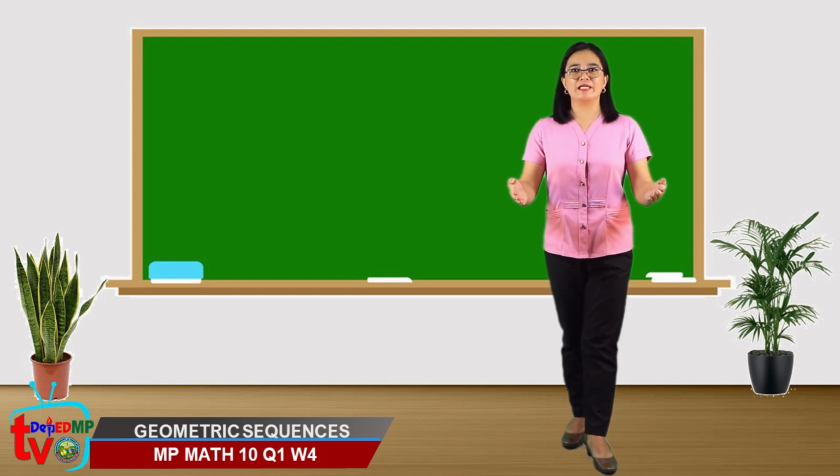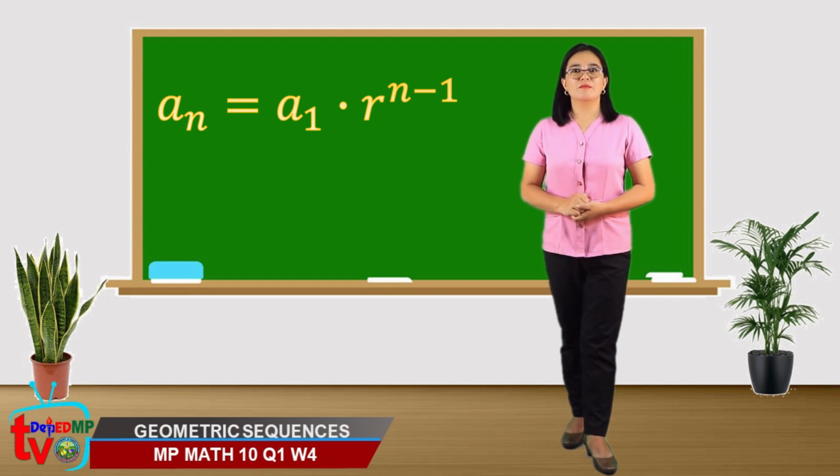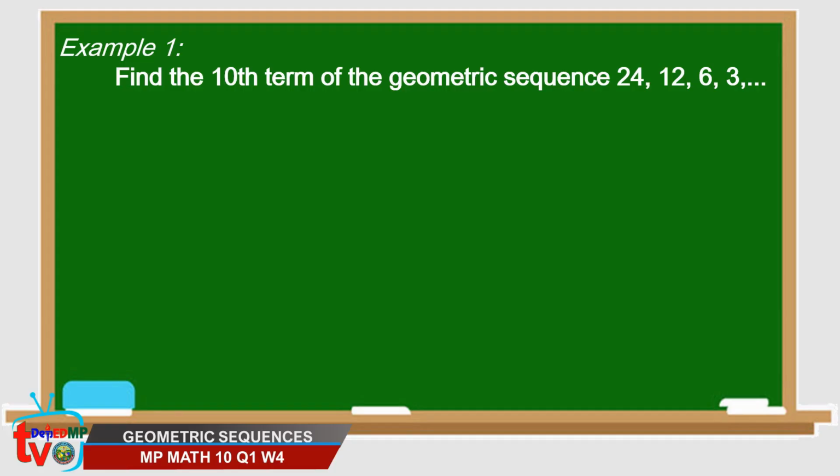We are now ready to find the nth term of a geometric sequence. We will be using the formula a sub n is equal to a sub 1 multiplied to r raised to n minus 1, where a sub n is the nth term, a sub 1 is the first term, and n is the number of terms. Let us now apply the formula in solving some problems involving geometric sequences.